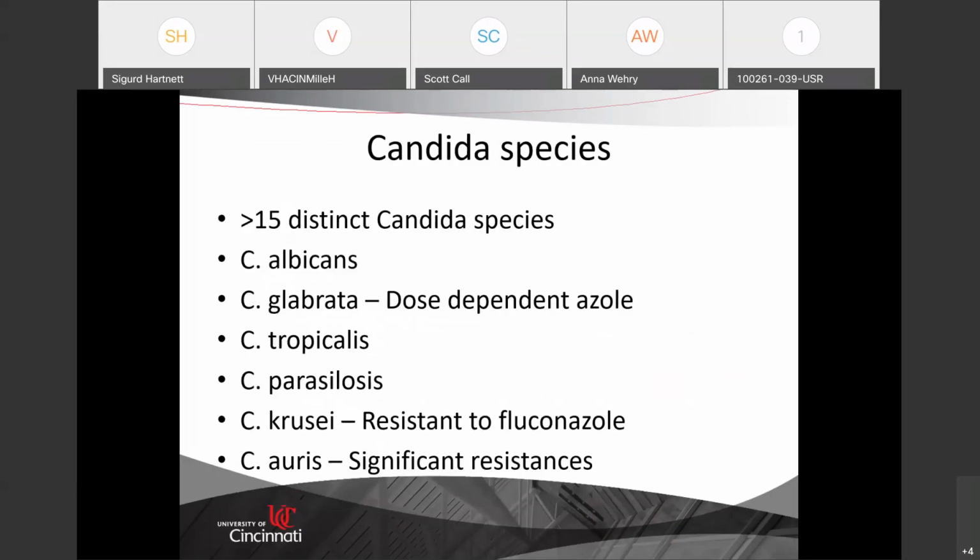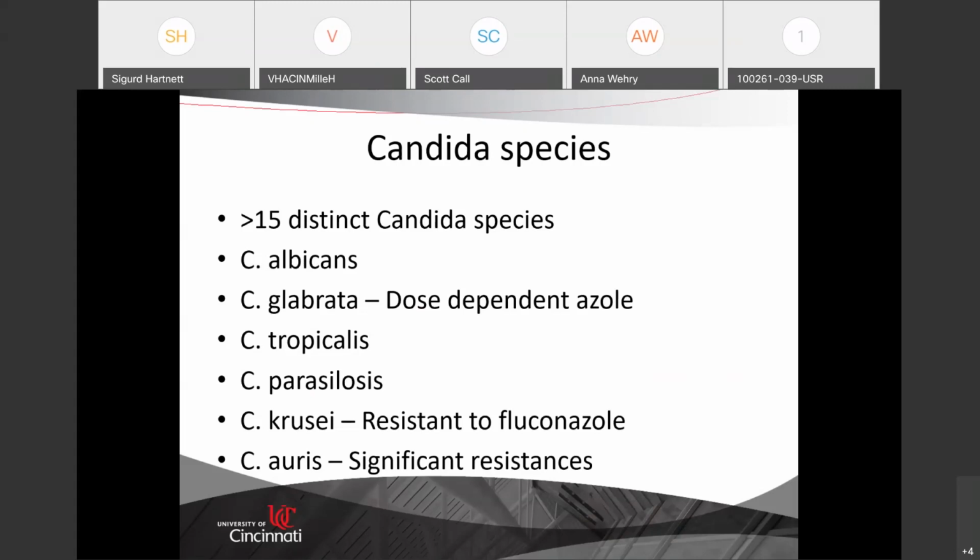There are over 15 distinct species. The majority that we see are listed here outside of the ORAS: Candida albicans, Candida glabrata, Candida tropicalis, Candida parapsilosis, and Candida krusei. Glabrata and krusei are two that you have to worry about azole resistance. Glabrata is typically dose dependent to an azole, and krusei is resistant to fluconazole. You should recognize those two if you see their names, and remember that they're a little different.